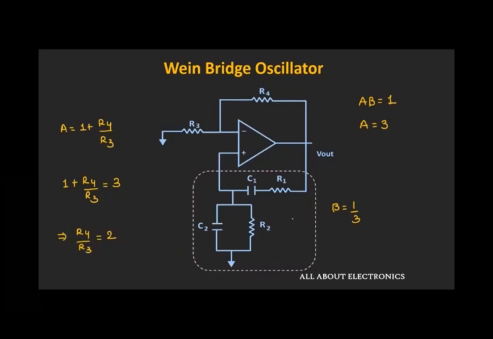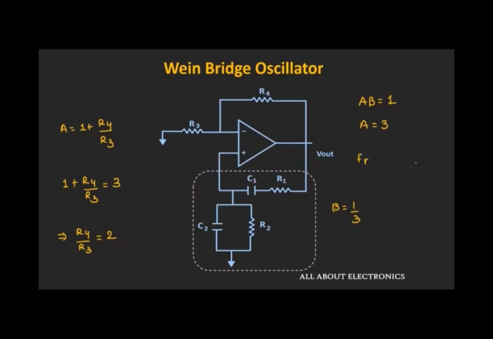So in this way, at the resonant frequency, the feedback fraction of this feedback network will be equal to 1 by 3, and at that frequency, if we want to get sustained oscillations, then the ratio of R4 by R3 should be equal to 2. So whenever these conditions are satisfied, at that time, at the resonant frequency, we will get the sustained oscillations.